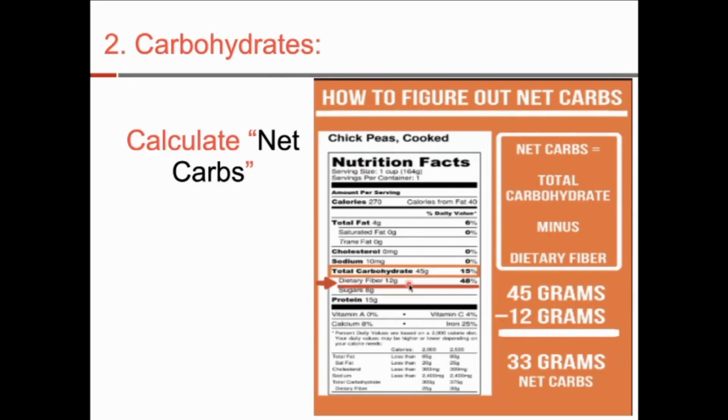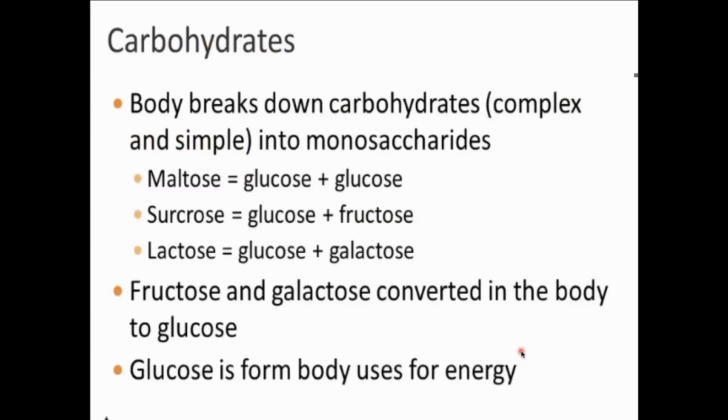So net carbs are what I advise people to learn about because I want them, when they go shopping, to try to buy products that have the least net carbs. So that's where you take the total carbohydrate minus the dietary fiber and you end up with the net carb. The fiber is the good stuff. So you want stuff with lots of fiber.